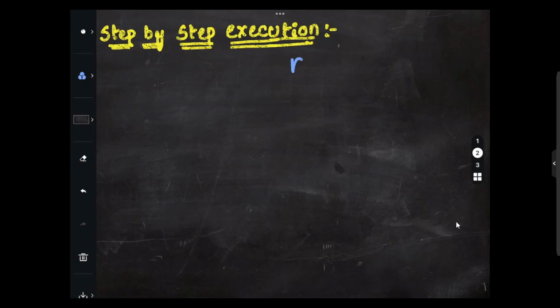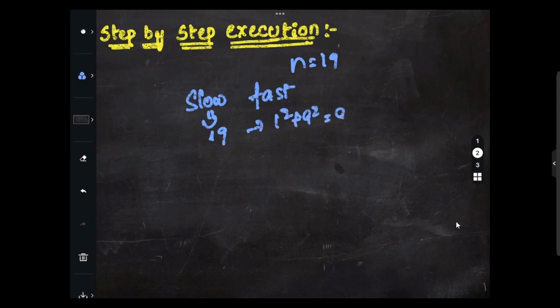Let's consider the same example here, N equals 19. We will initialize the 2 pointers, one is slow and another one is fast. Slow will initially be 19, and fast will be get next of 19. The next of 19 is 1 square plus 9 square, which is 81. So fast is 81 and slow is 19.